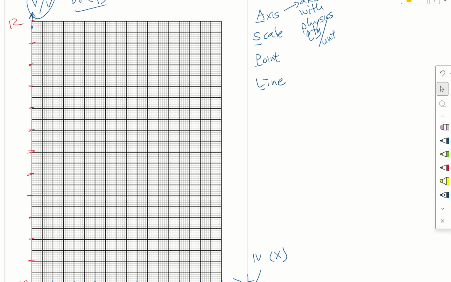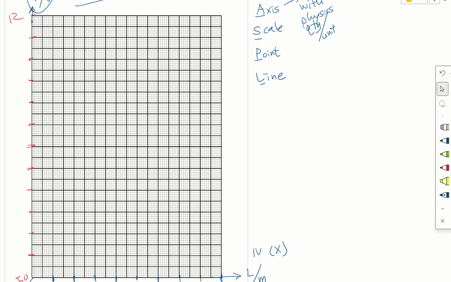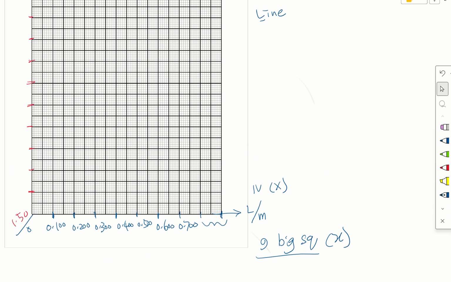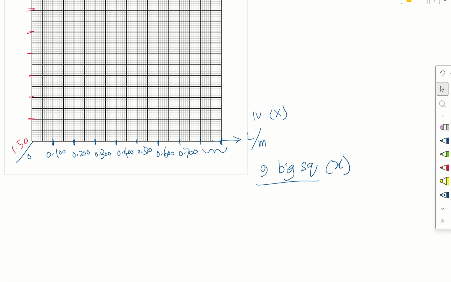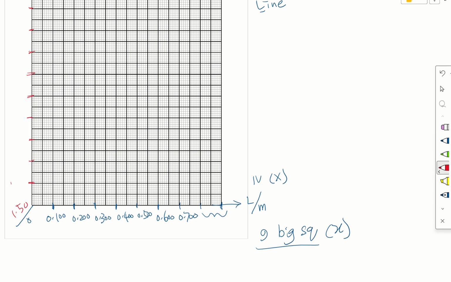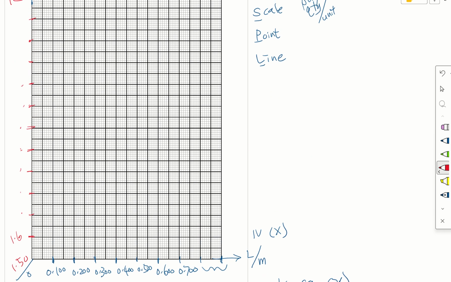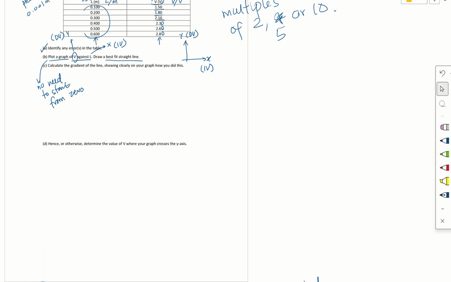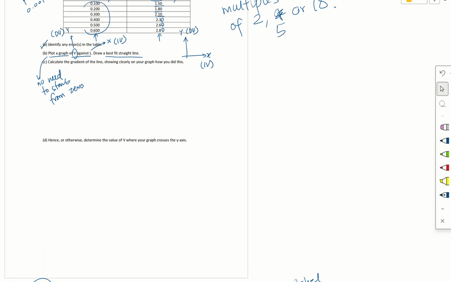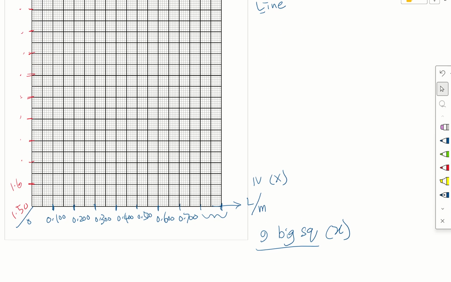In order to cover more than 50% of the graph in the y direction, I need to cover more than 6 squares. If I start from 1.5, we have until 2.8. So if I do 1.6, 1.7, 1.8, 1.9, 2.0, 2.1, 2.2, 2.3, 2.4, 2.5, 2.6, 2.7, I wouldn't be able to cover my 2.8. So I've got to think of a better scale.